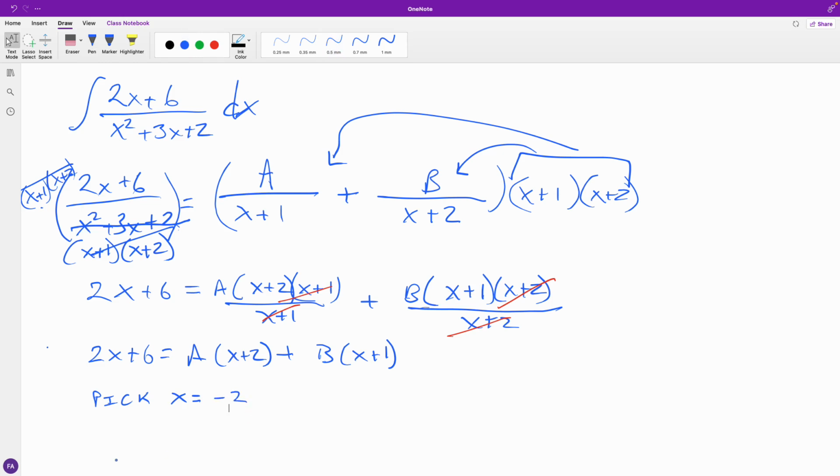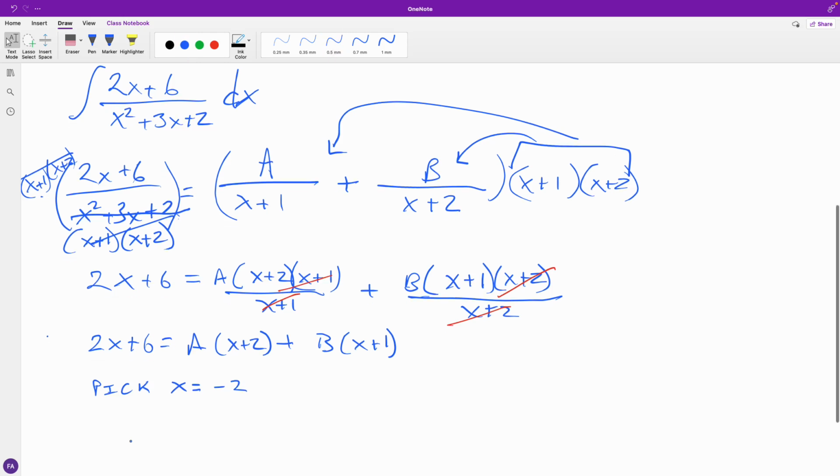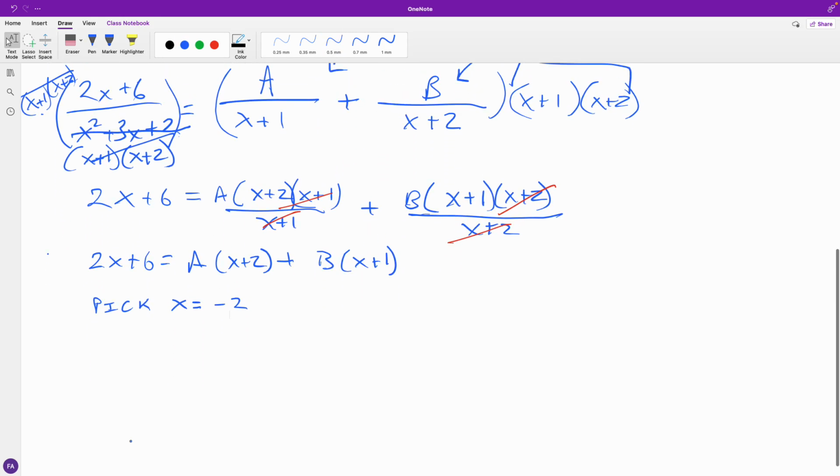And some of you are thinking, you can just pick that to be whatever you want it to be. Yes, you absolutely, completely can. I can pick it equal to 0. So now the next question is, some of you are saying, well, why did you pick it to be negative 2? Because negative 2 is going to be useful to me.